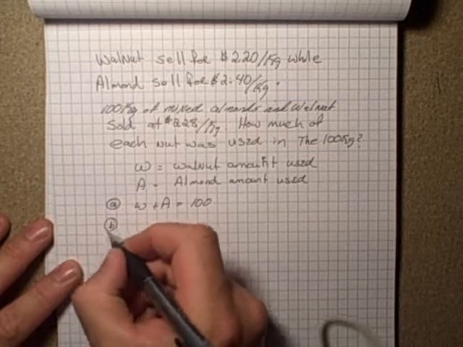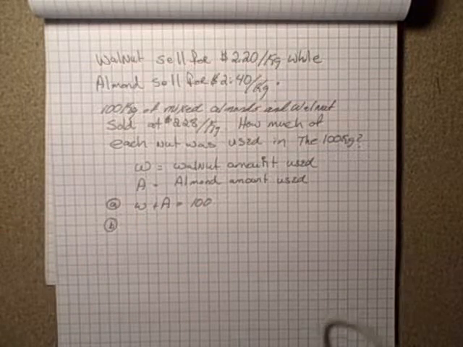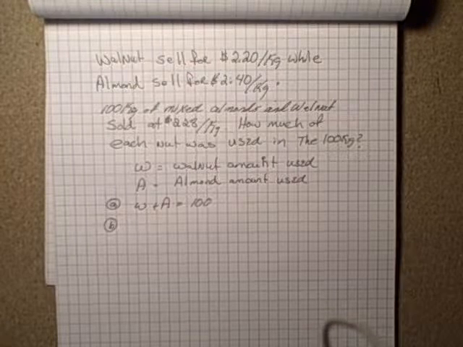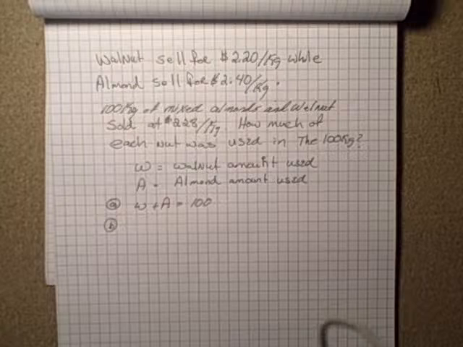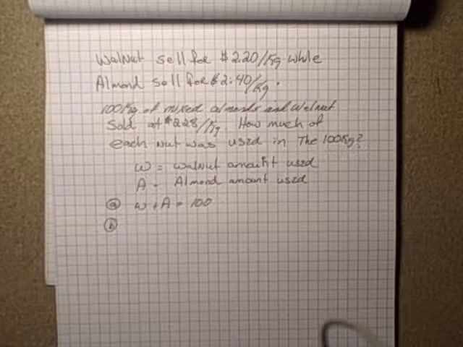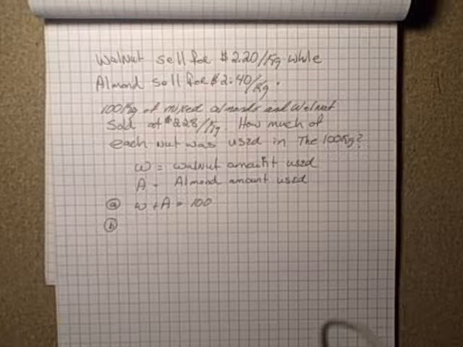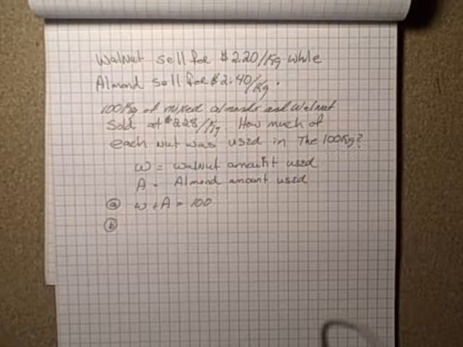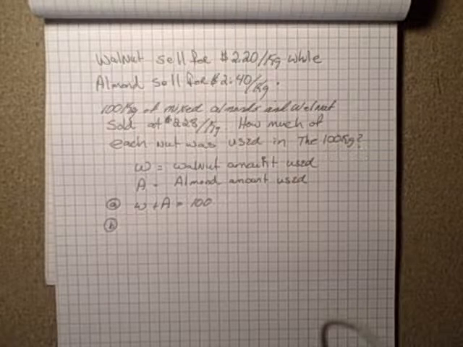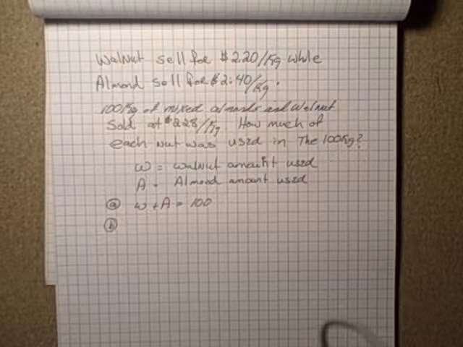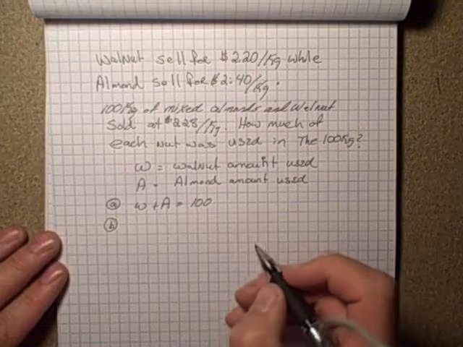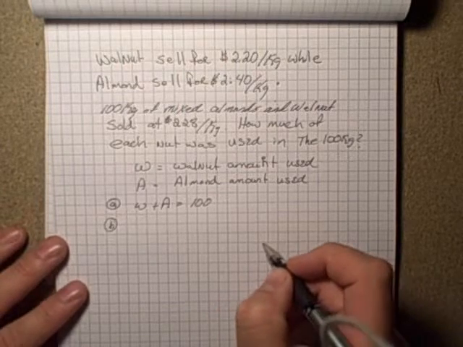We also know that if you take the price of the walnuts times its amount, because remember, cost is equal to the amount of something times its price, the amount used times its price, and you add that to the price times the amount of almonds used, you'll get the same thing as the mixed nuts price times the whole amount used.